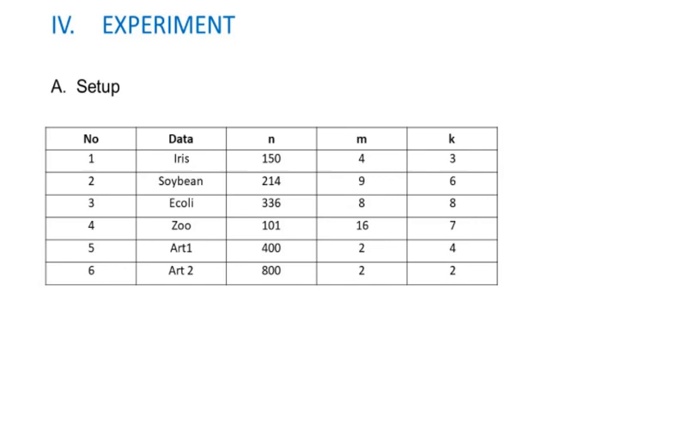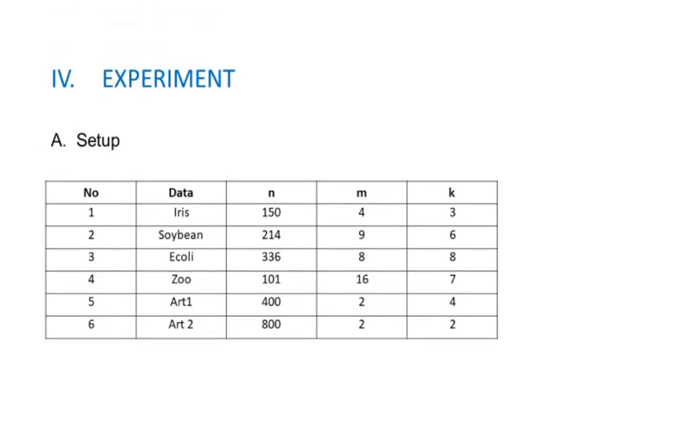Part 4: Experiments. An experimental setup to evaluate our new algorithm. We have used 4 data sets from UCI machine learning and 2 data sets generated following the Gaussian distribution. The details of these data sets are presented in Table 1, in which n, m, and k are respectively the number of data points, the number of features, and the number of clusters.